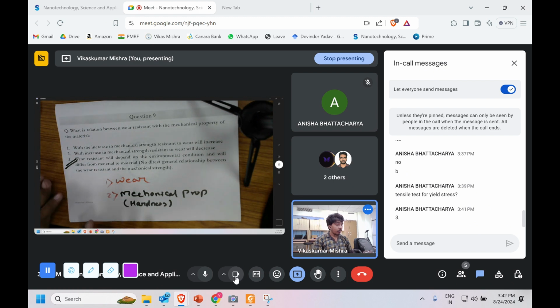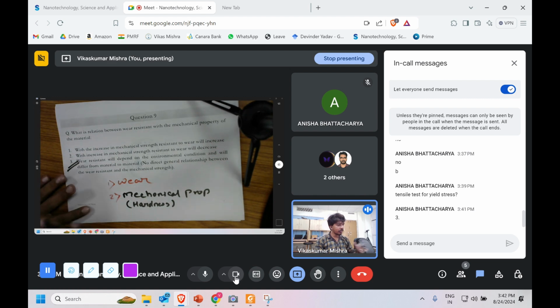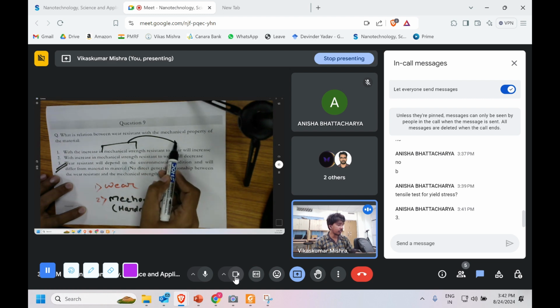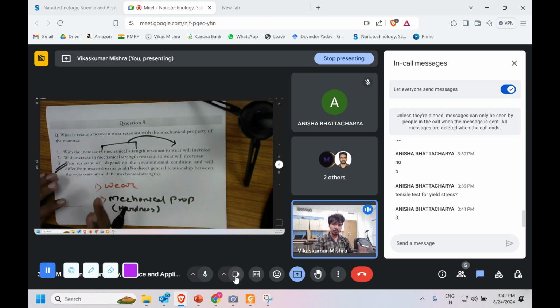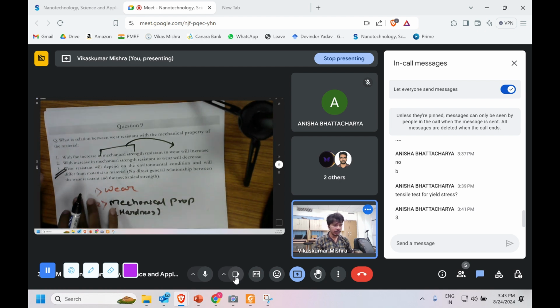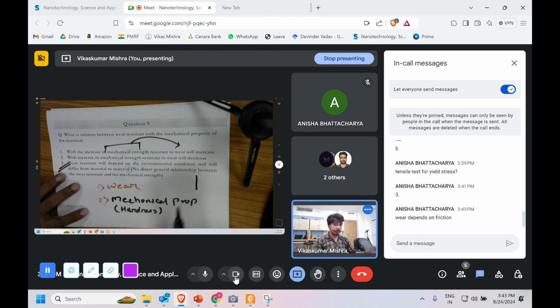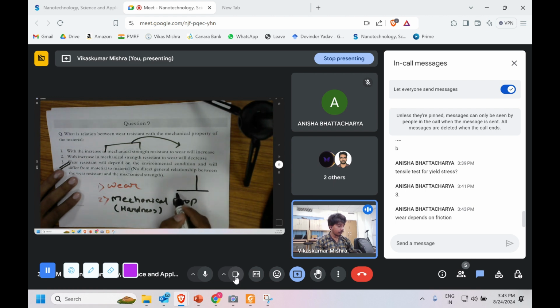Now, let us say I am increasing the hardness. Why is it not certain that if I am increasing the hardness, the mechanical strength, the wear resistance will increase, and that still more wear is happening? Let's try to answer that. So let us say my pin is there, which is very hard. Wear depends on the friction. That is also a right answer. Yeah, it will depend upon the friction. Now we are rotating it on the disk.